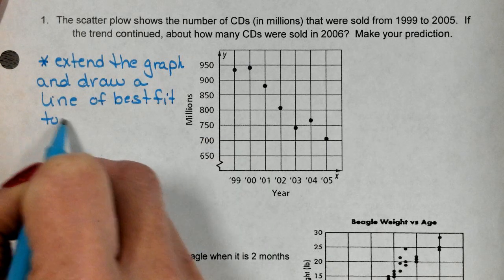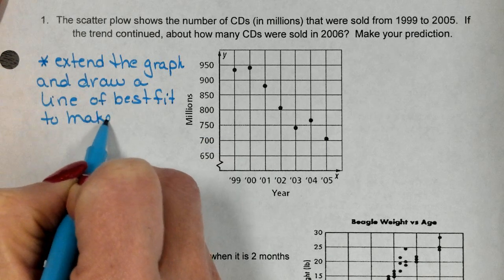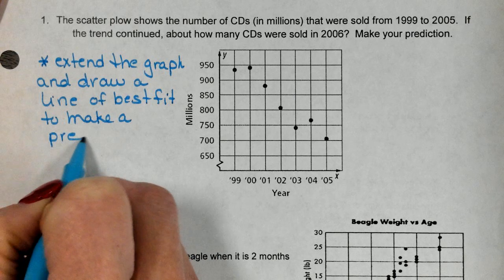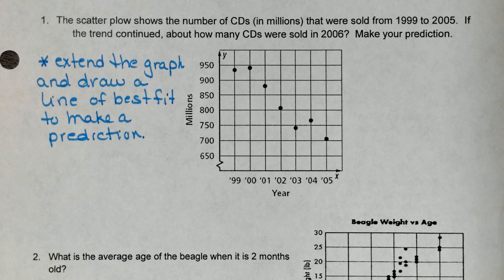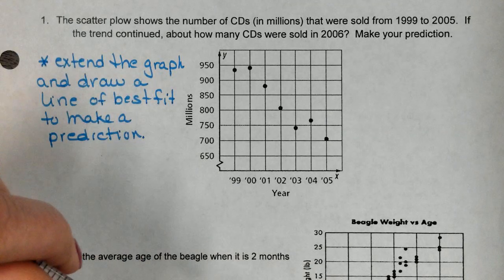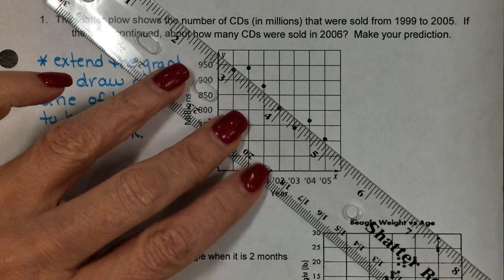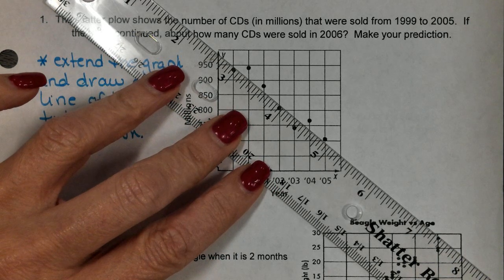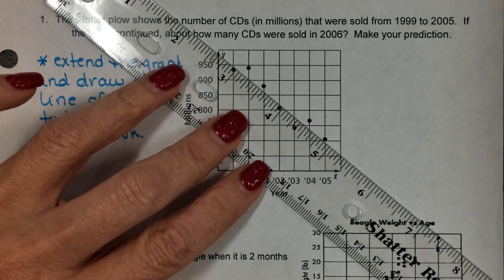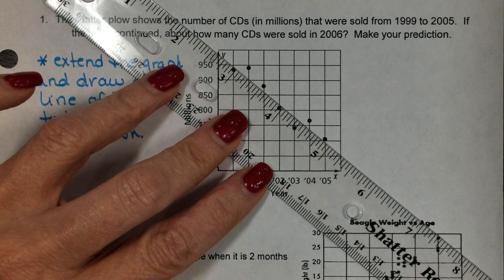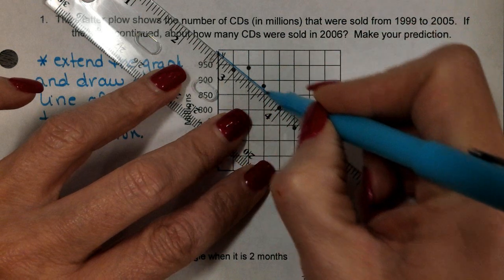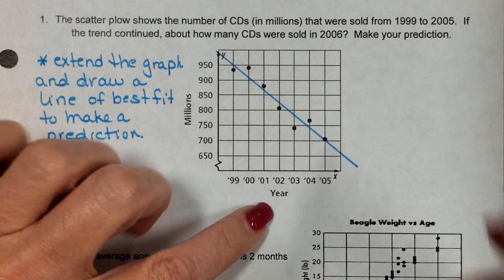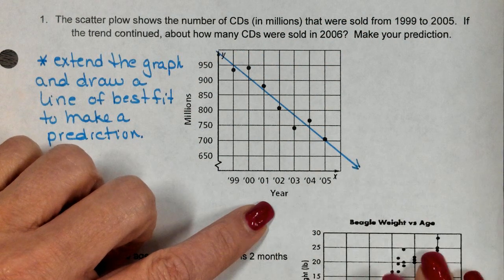To make a prediction. Okay, so you're going to need a ruler in order to do that, and I like clear rulers on this because it helps me see the dots a little more evenly. So if I were to draw my line of best fit, I'm trying to see that I have about the same number of dots above and below. Again, it doesn't have to be perfect. It should be just a good idea. So I'm going to draw my line of best fit like that.